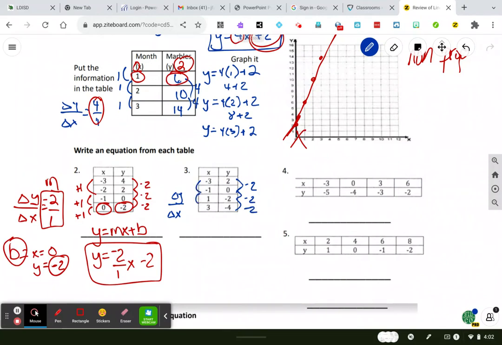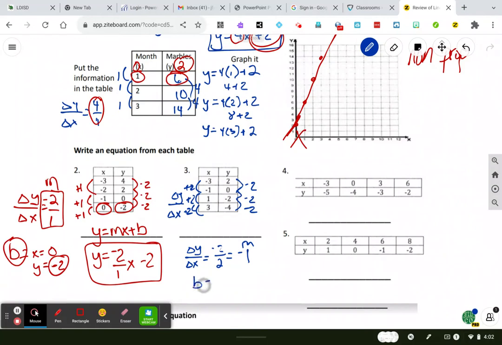The x's are negative 3 to negative 1. It is adding 2. Negative 1 to positive 1. We're adding 2, adding 2. So our change in y over our change in x is negative 2 over positive 2, which is a negative 1, because 2 divided by 2 is 1, and one of those numbers is negative. So this is our m.